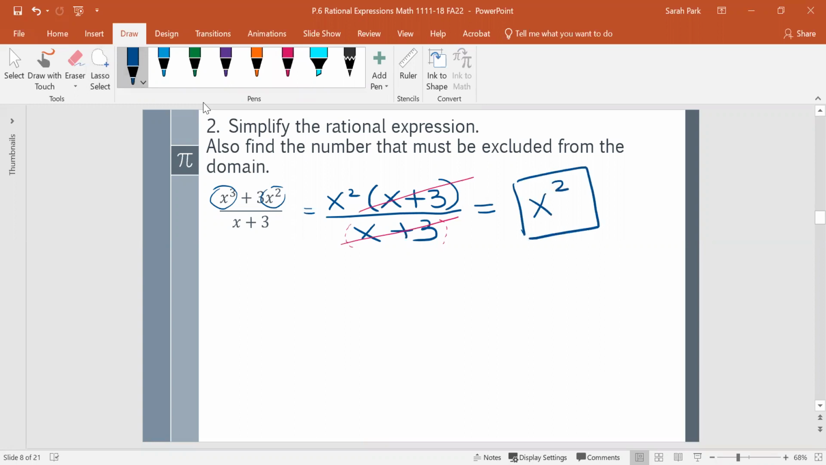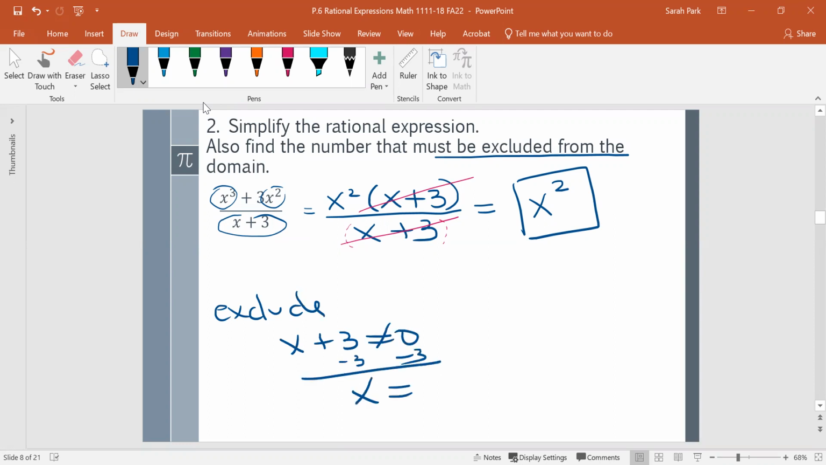So this is the simplified answer, and it also asks us to find the numbers to exclude from the domain. Again, we're trying to find numbers that will make the denominator equal 0, because we can't divide by 0. So take the denominator to find the numbers. We can say x plus 3 can't be 0, subtract 3 on both sides, so x can't be negative 3. So this is the value to exclude from the domain, and here's the simplified expression.